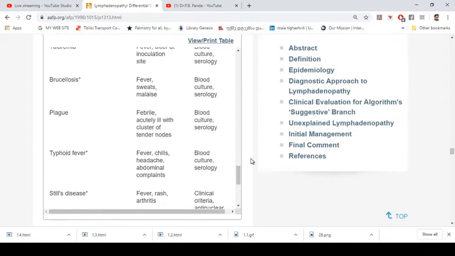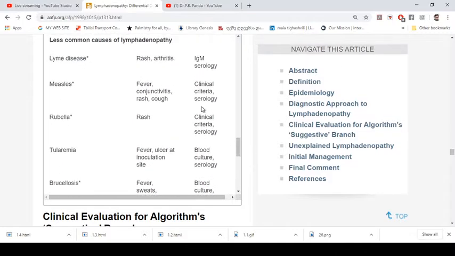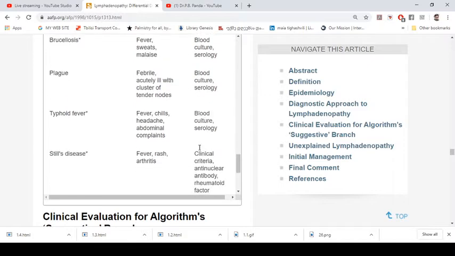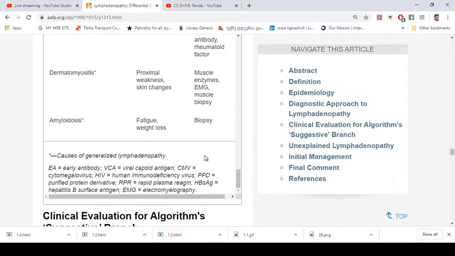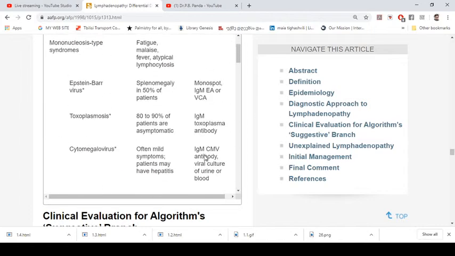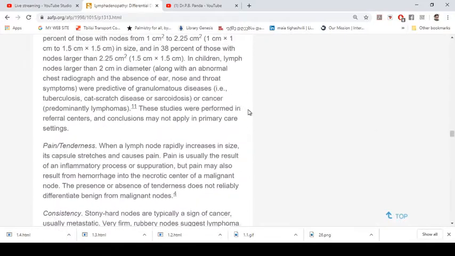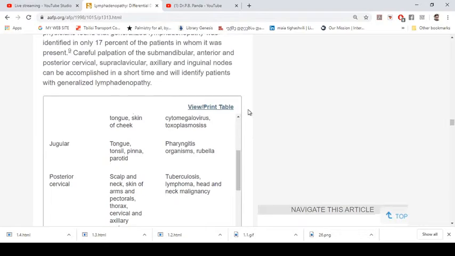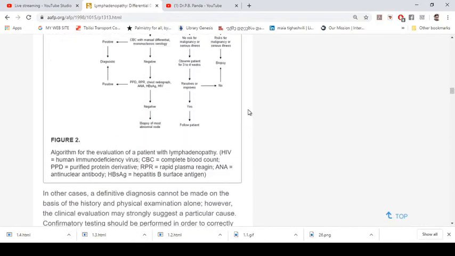So we will do blood culture, serology, clinical criteria. Okay, so to differentiate other diseases, like ANA test and PPD test for tuberculosis, and the chest X-rays and all.